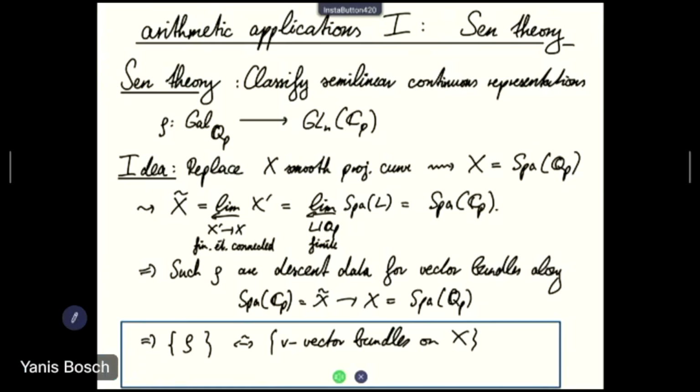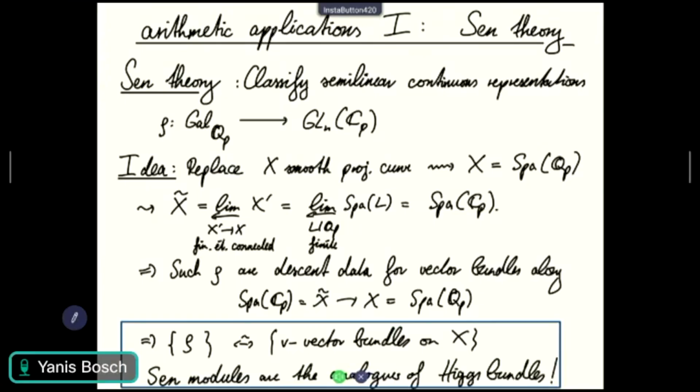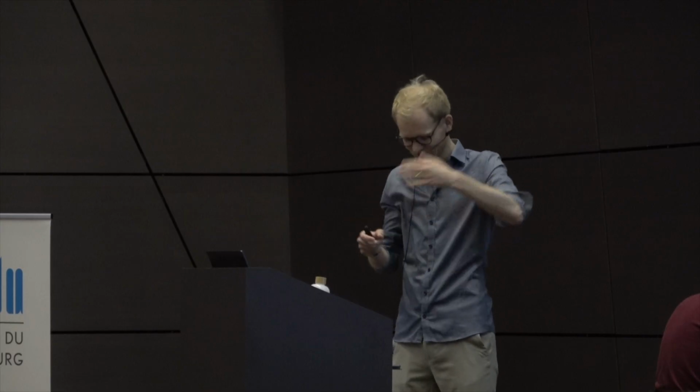And the fun thing is now that Sen modules are in this context really the analogs of Higgs bundles. Okay, I can give a cohomological definition of what a Higgs bundle is, and then if I think about what I need to replace the differentials by, I get the structure sheaf, and then if I just write down, without thinking about anything else, the definition of a Higgs bundle on Spa(C_p), I get a Sen module.